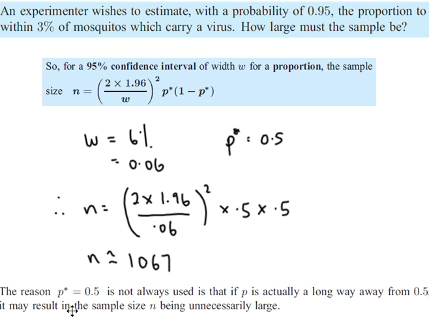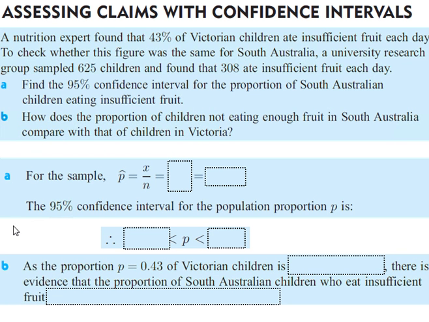And just as a note, we don't always use 0.5 as an approximation in all problems, because if we are a long way away from 0.5 as our proportion, then our sample size will be unnecessarily too large. So only do this if you don't have the sample proportion provided. And you'll find these sorts of problems in exercise 8E.2. Now 8E.2 looks at assessing claims with confidence intervals.